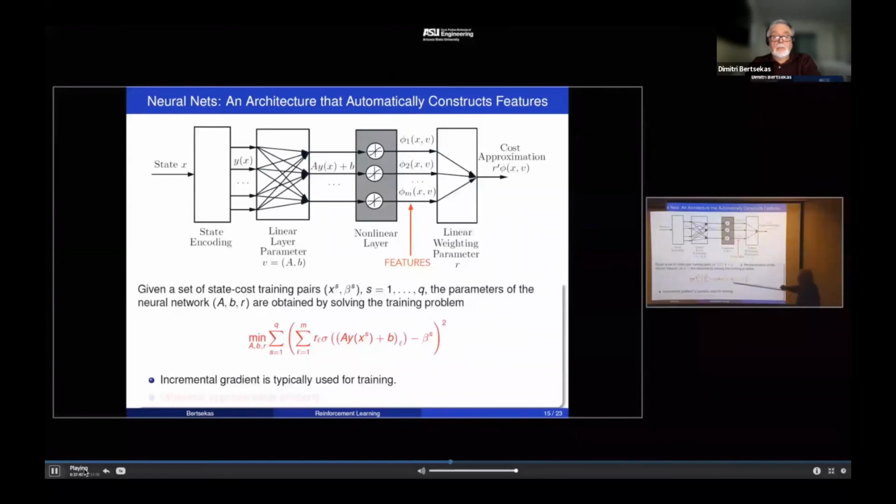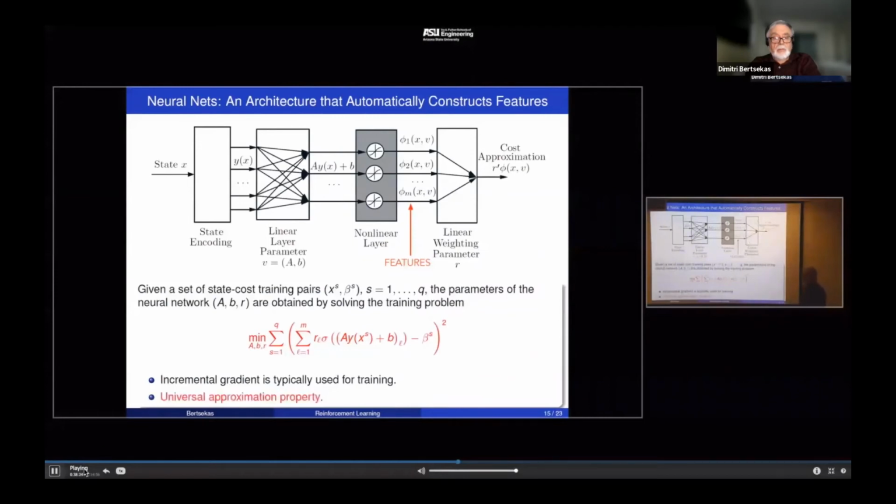So this is a nonlinear cost function, a sum of squares, and we can use the incremental gradient method to do this minimization. That's the way it's usually done. An incremental gradient method on this thing here, plus perhaps some regularization. Sometimes there's a regularization term that's been added here. And we find the minimum, which gives us the parameters of this linear layer and the parameters of this final linear layer again. And that's our approximation architecture.